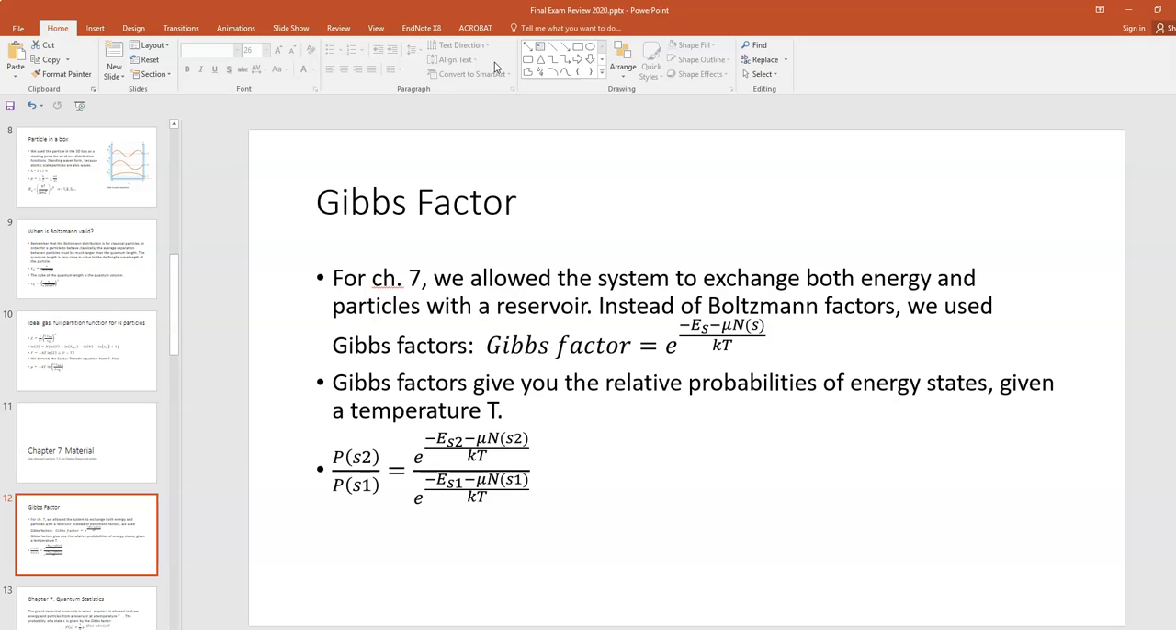The Gibbs factor is equal to e to the minus (E_s minus mu N(s)) over kT. Now here, E_s is the energy of the state, like before. Mu is the chemical potential that we previously defined, and N(s) would be the number of particles in that state. So the Gibbs factor, again, will give you the relative probabilities of the energy state given the temperature T. Okay, so we found those ratios of probabilities like before, except now, instead of Boltzmann factors, it's Gibbs factors on the top and the bottom there.